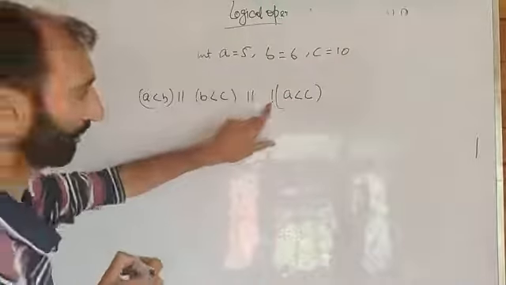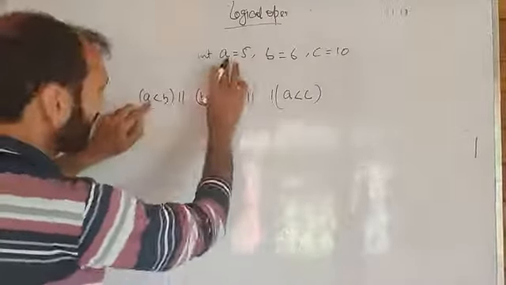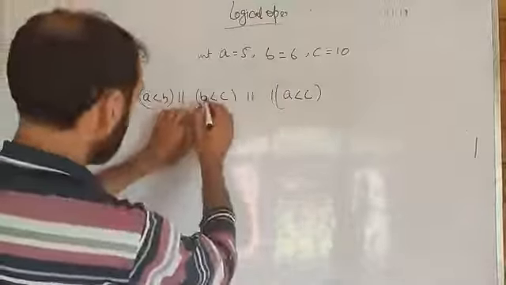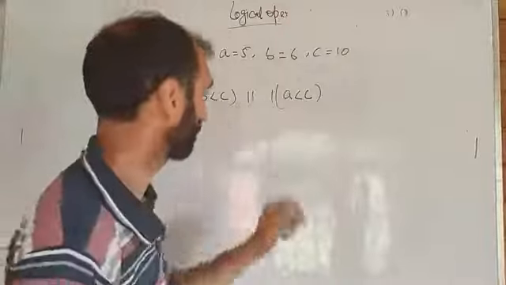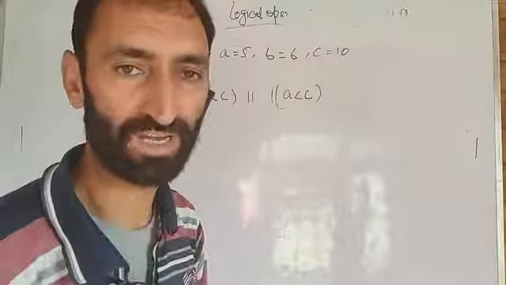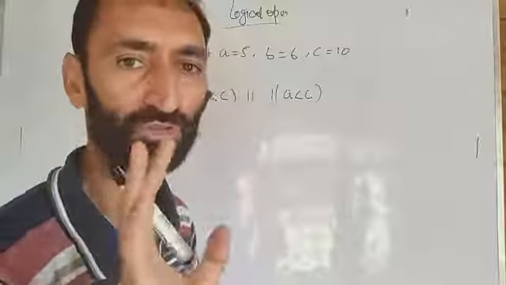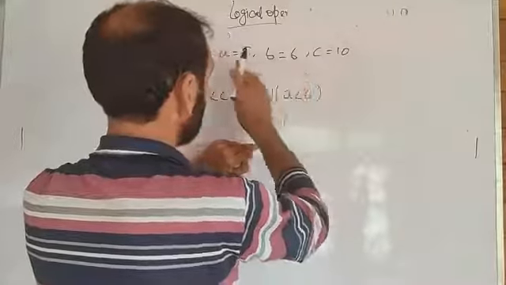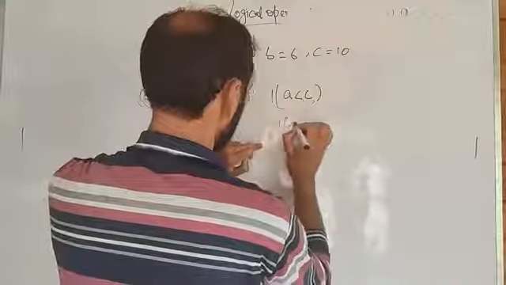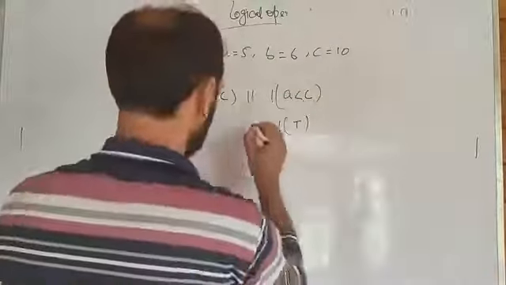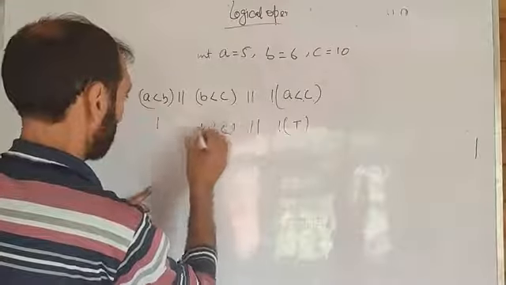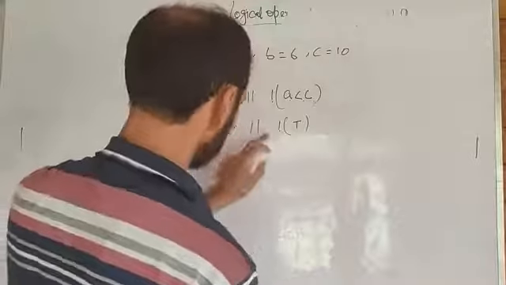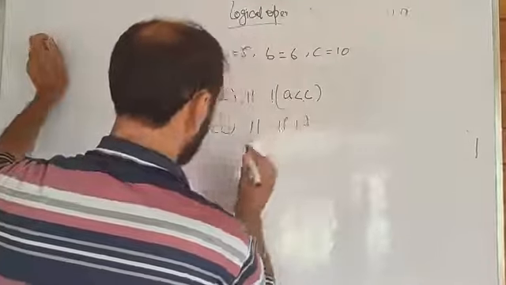The NOT operator is a logical NOT. A less than B: 5 is less than 6, yes, true. B less than C, yes, true. NOT has higher precedence, so NOT applies first to A less than C. A is 5 and C is 10, so it is true, and NOT true gives false. So the result is true for one of them, and NOT has the higher precedence.